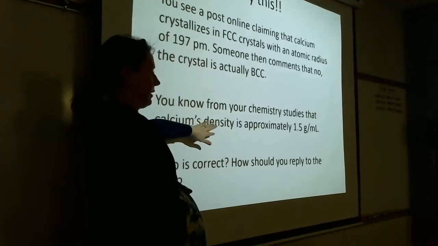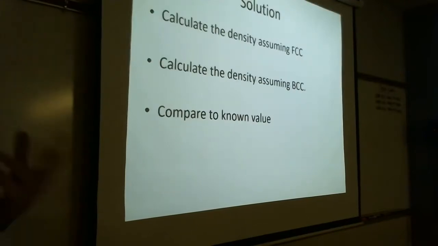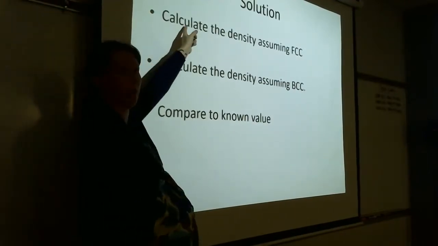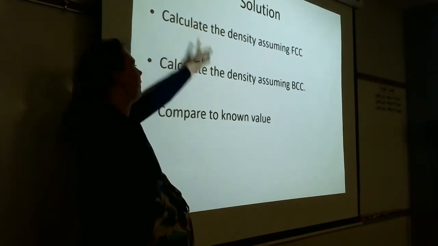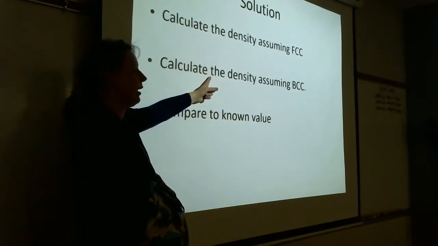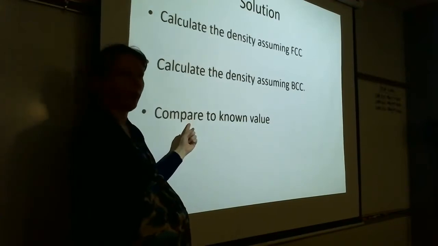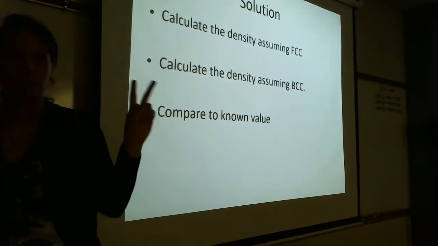And you know its density, right? So the method here is you're going to have to do two calculations. You're going to have to calculate the density assuming that it's face-centered cubic, right? Using the method we just learned. Then you're going to calculate the density again, assuming that it's body-centered cubic. And then whichever answer is closer to 1.5, which is the known value, that's the correct answer. Does everyone see why you do two calculations here?